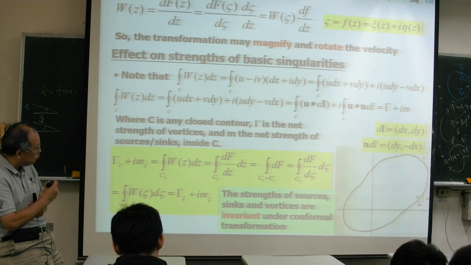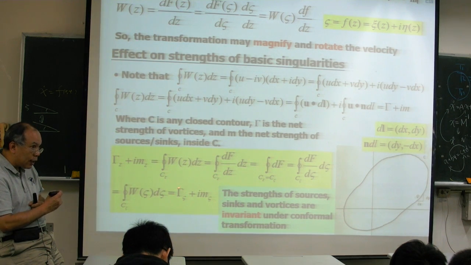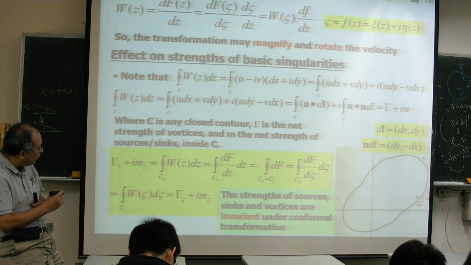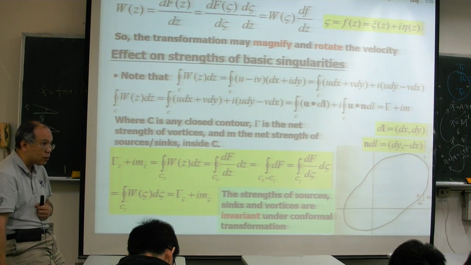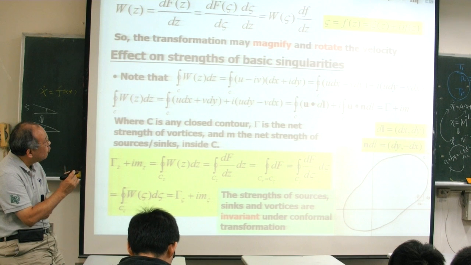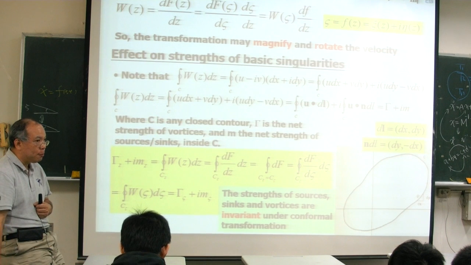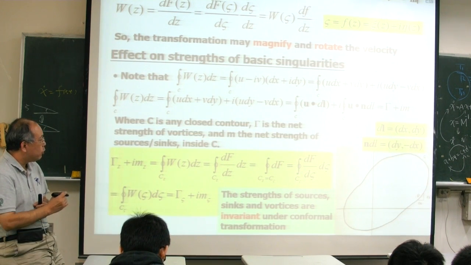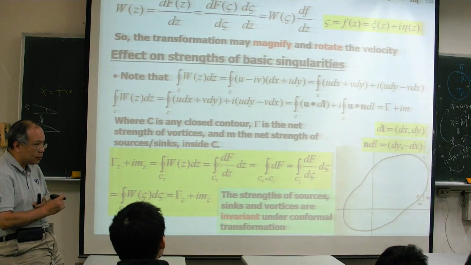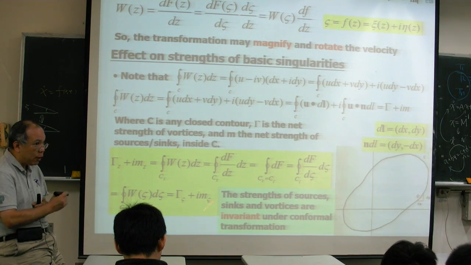So if you compare these two, you will find the circulation in the z plane will be equal to the circulation in the zeta plane. The source or sink strength in the z plane will be equal to the source or sink strength in the zeta plane. So all these singularities, okay, variable strengths will not change. We don't have to scale them. So the strengths of the source and sink, all these vortices, okay, are invariant. That means they are unchanged under the conformal transformation. That's the conclusion we have.